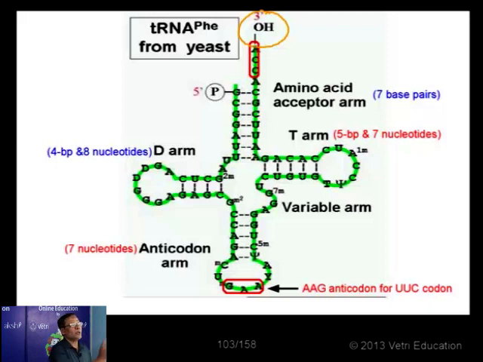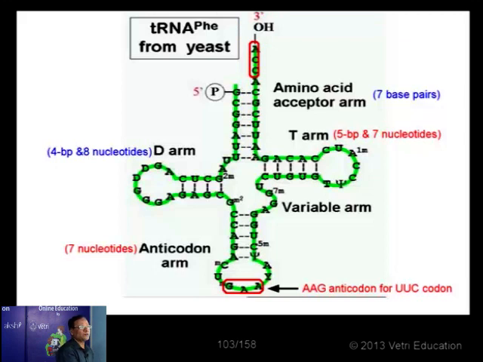So the CCA end, to which the amino acid is attached, to the hydroxyl group of the CCA end of the 3' terminus. This is the amino acid acceptor. So you have the stem, and in addition to the stem, you have an additional CCA group, to which only the amino acid is attached. Then the next one.